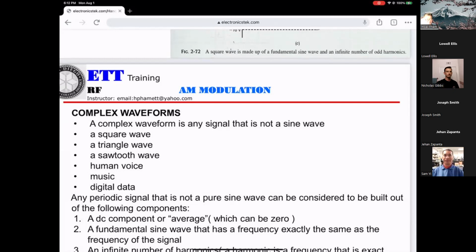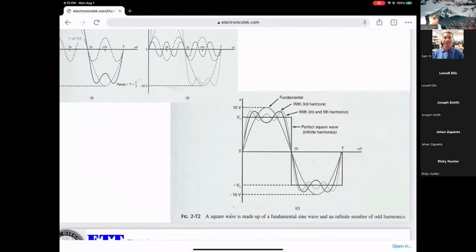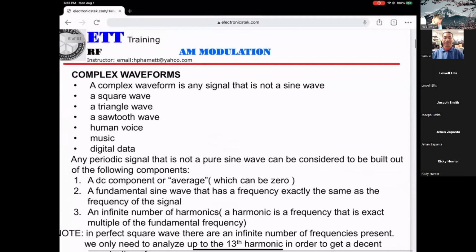Normally for a square wave, the bandwidth depends on the harmonic. Exactly. So you have to ask them what harmonic they want up to, okay, then you're able to calculate or measure it. So we want whatever harmonic it takes to make the perfect square wave, that's where we stop at.